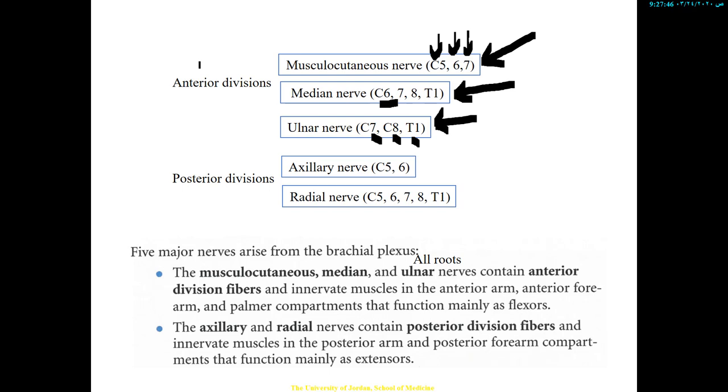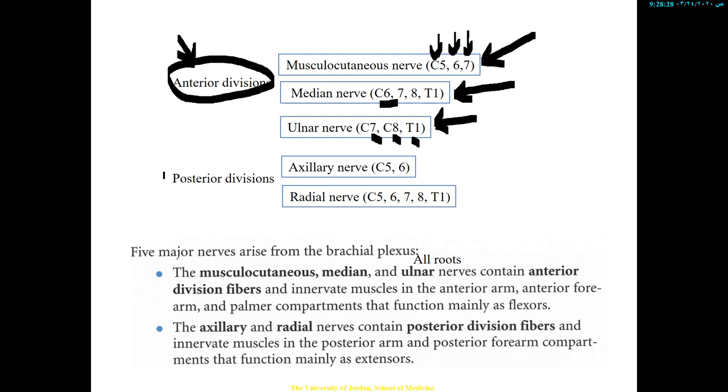Those are the branches, as I said, from the anterior division. So what does this mean for you? You will never ever see any of them in the posterior compartments of the upper limb. You will see them where? In the anterior compartments only. That's why we teach you divisions. We teach you things that we use. So whenever we talk about anterior divisions, it means by hook or by crook they should be forming nerves that supply the flexors of the anterior compartments of the upper limb.